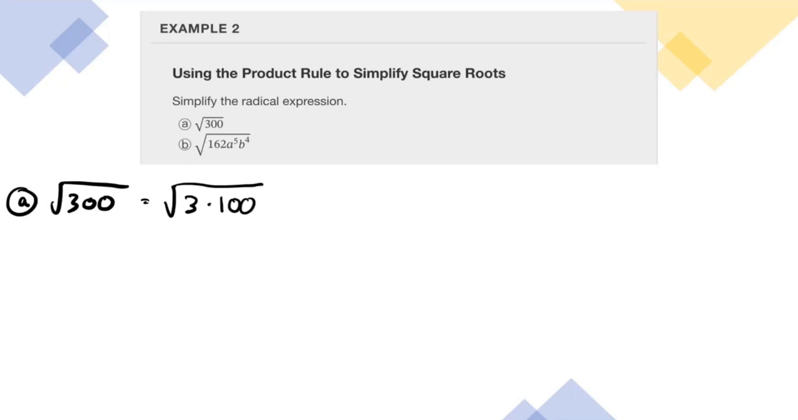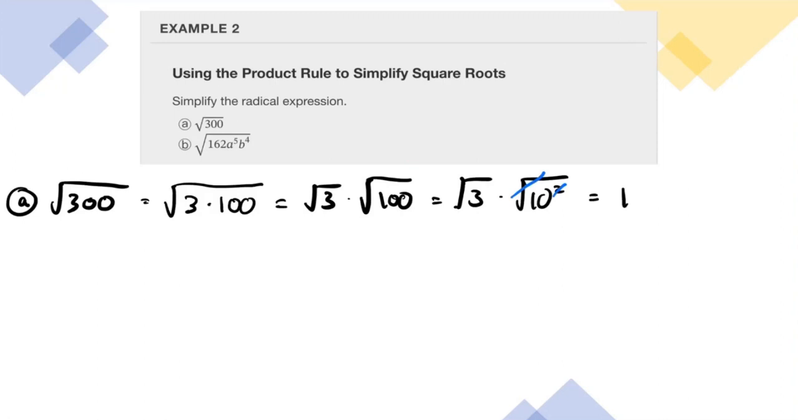Then if we apply the product rule, we can break this square root of a product into the product of two square roots, right? So long story short, we can break this up into the square root of 3 times the square root of 100, right? But 100 is a perfect square, right? So now we're back to example 1. The square root of 100 is what? The square root of 10 squared. This symbol is the inverse of this symbol, so they cancel. So then it looks like we're left with 10 times the square root of 3.